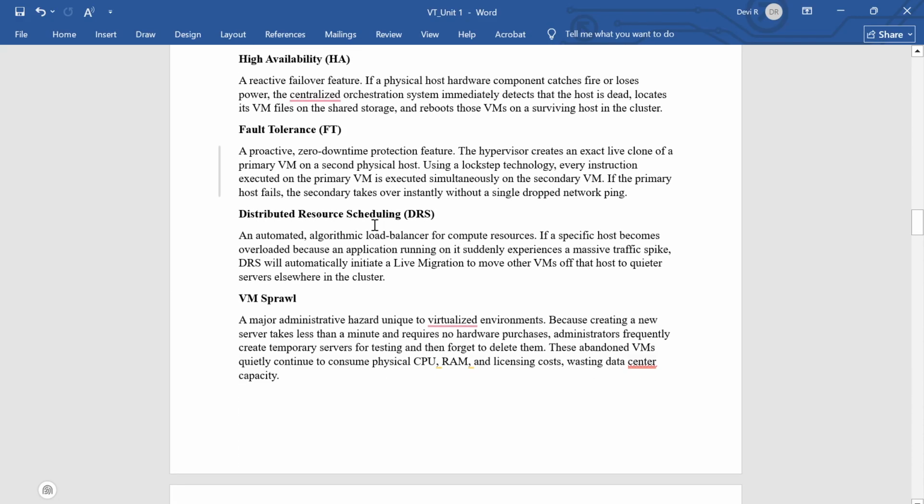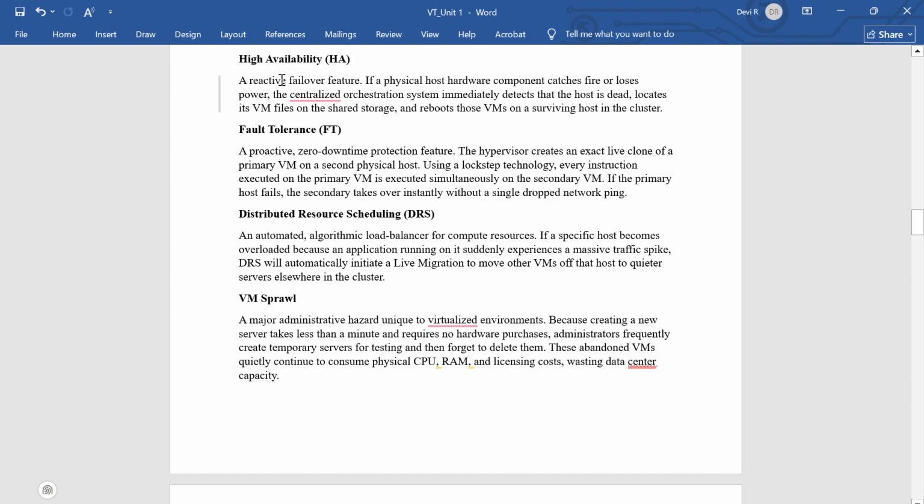So next comes fault tolerance. It is a proactive zero downtime protection feature. So the hypervisor creates an exact live clone of a primary VM on a second physical host. Right? So if the primary VM goes down, automatically the clone created on the second physical host will take over, right? So that is what is represented here as a zero downtime protection feature.